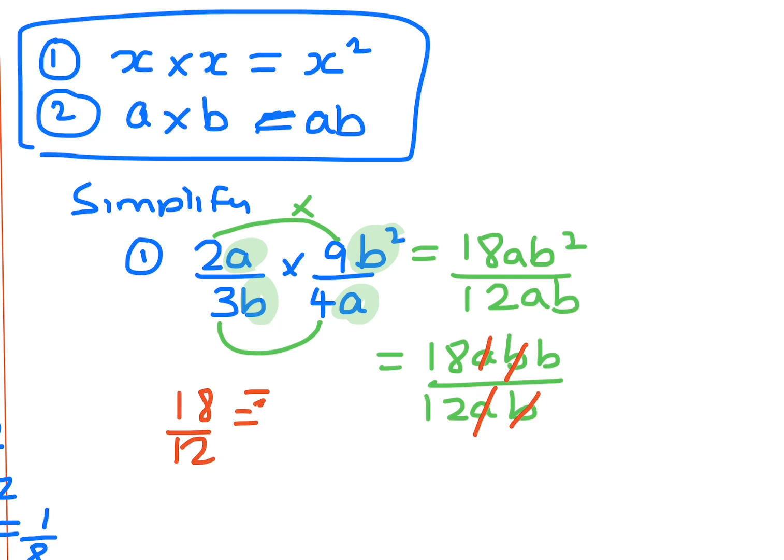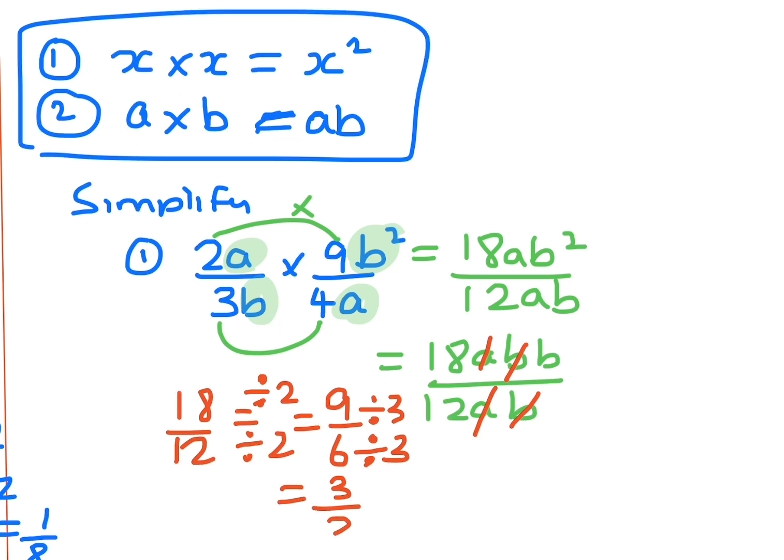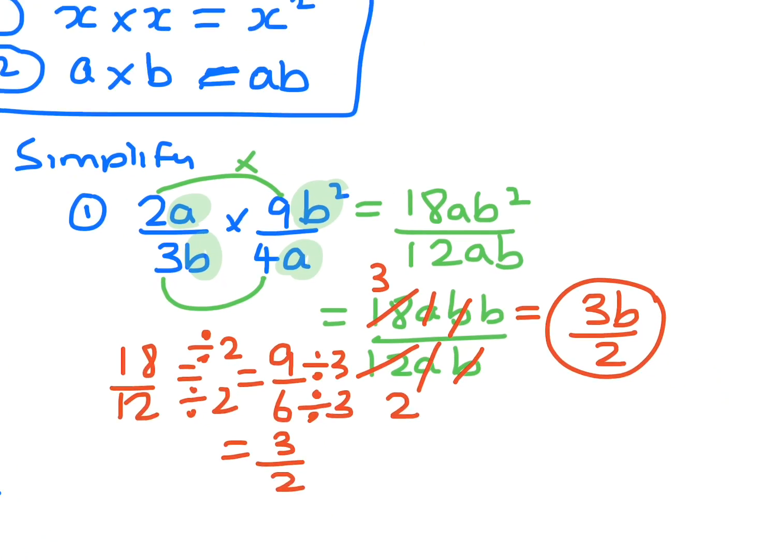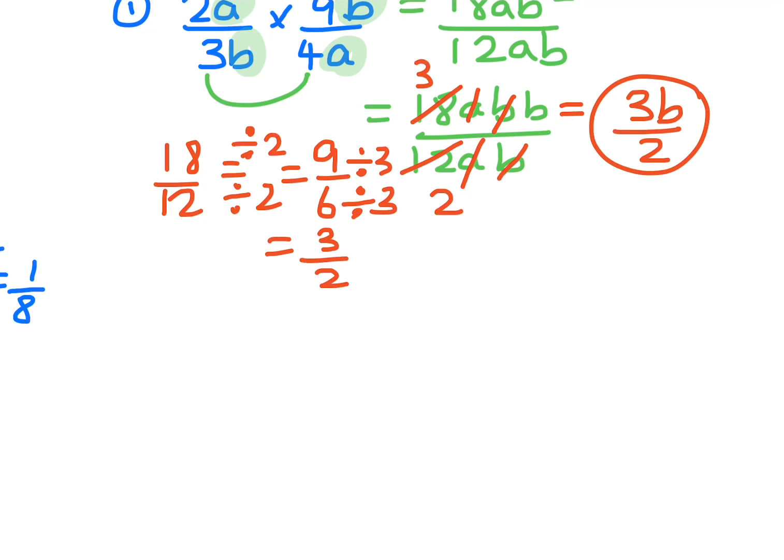If you don't have a calculator, find the biggest thing that goes into it. If you can't, just first start off just to halve it first. Divide by 2. And then look at, can you divide by 3? And keep breaking it down. 9 divided by 3 is 3. 6 divided by 3 is 2. So you end up with 3b over 2. Because 6 goes into that 3, 6 goes into 12, 2. And that's your answer.